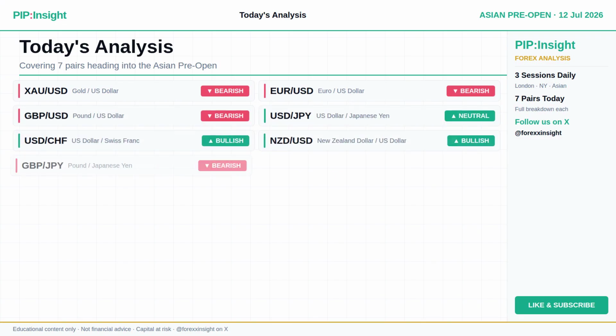Here is today's Asian pre-open chart analysis. Pairs showing bullish structure: dollar yen, dollar Swiss, Kiwi dollar. Pairs showing bearish structure: gold dollar, euro dollar, pound yen. Full chart breakdown for each pair coming up now.